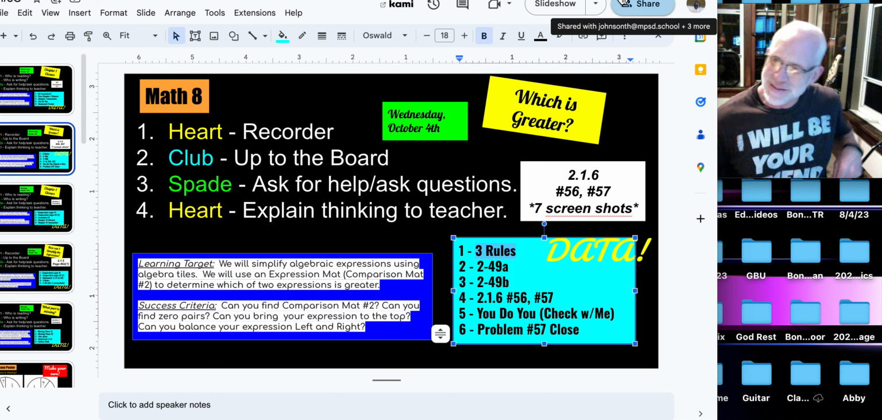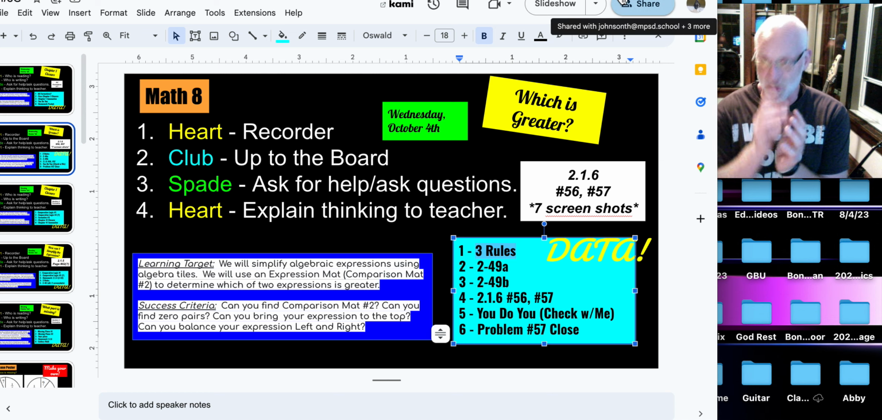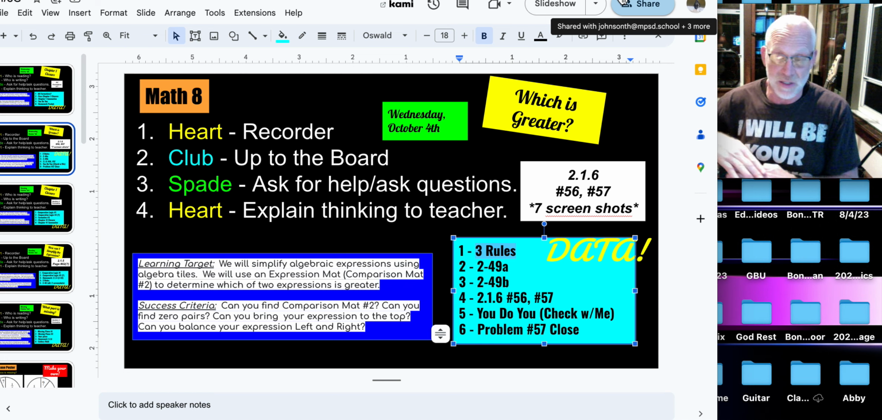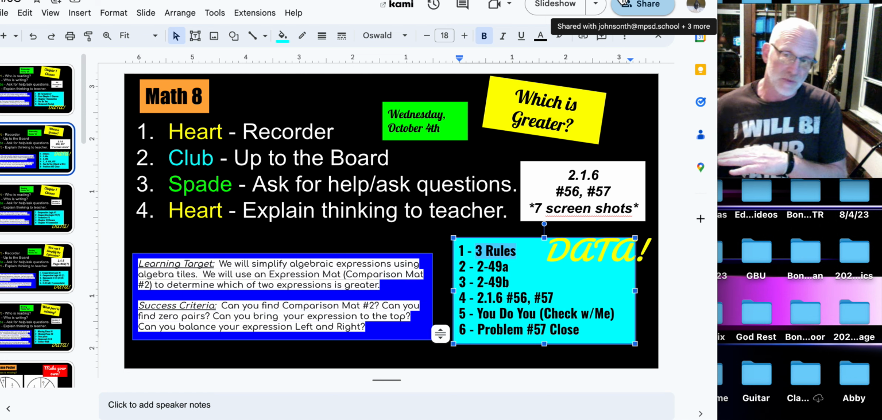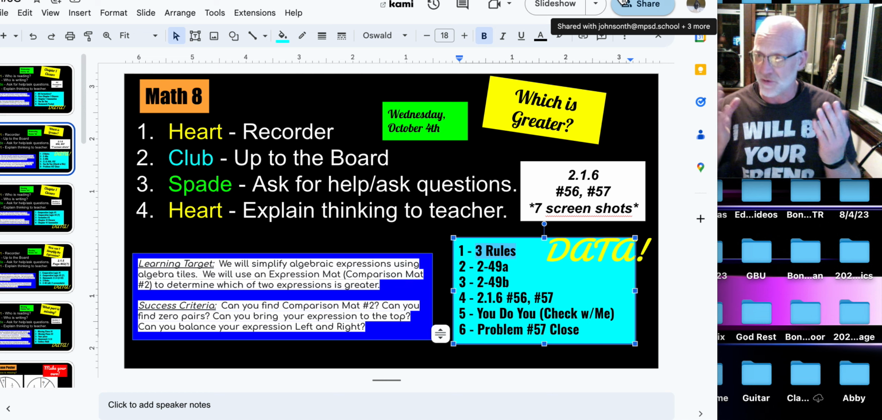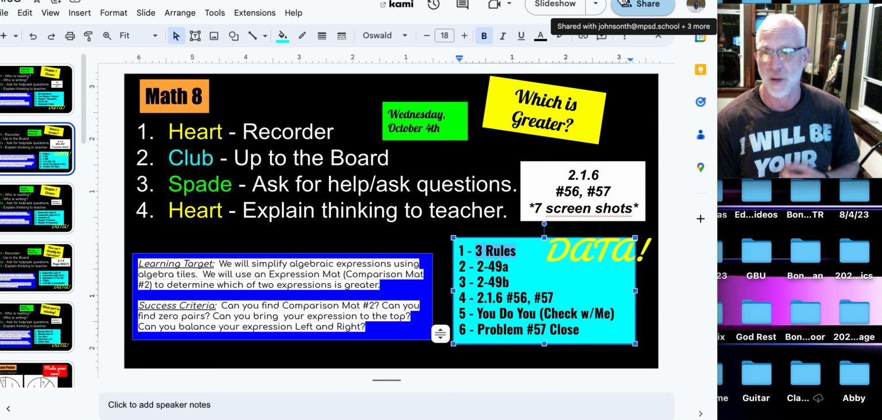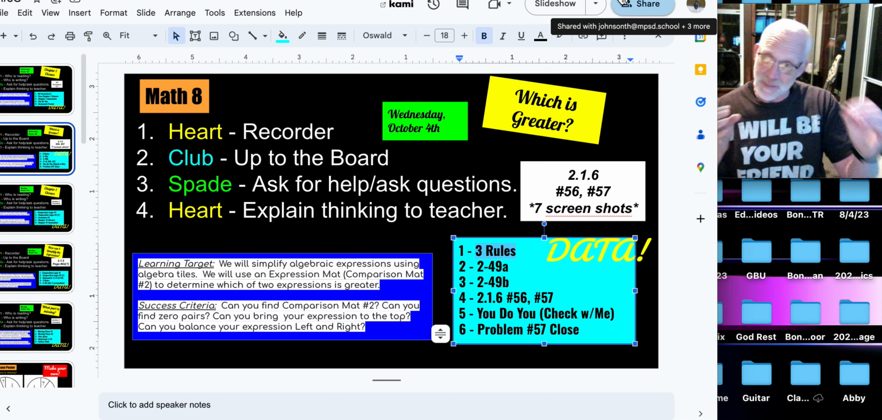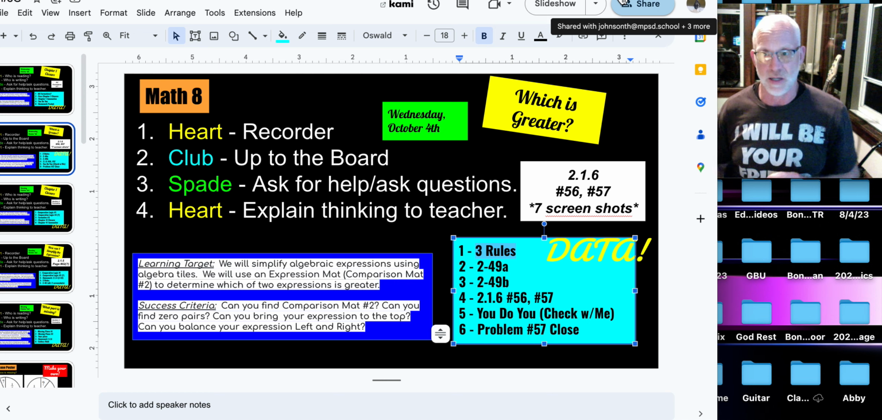One of them is zero pairs, right? Whenever you see a negative and a positive together, you can just take them off the board. The second rule was anytime something changes zones, like if it goes from the top down to the opposite zone, it changes signs, or if it comes from the opposite zone up to the top, it changes signs. And the third rule that we added yesterday was if you're on comparison mat number 2 and you're comparing two equations, whatever happens to one side happens to the other side.